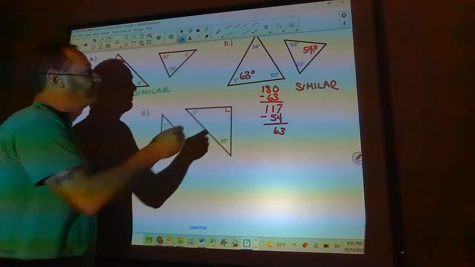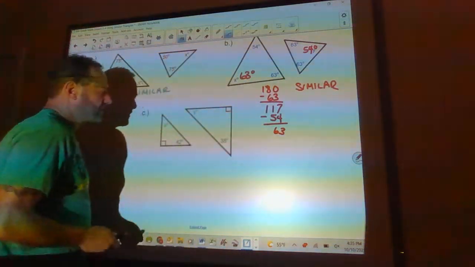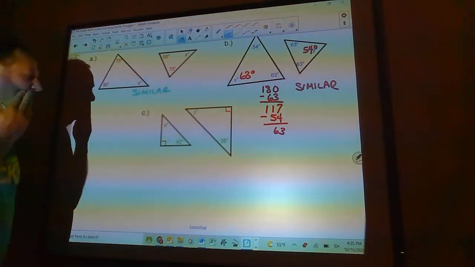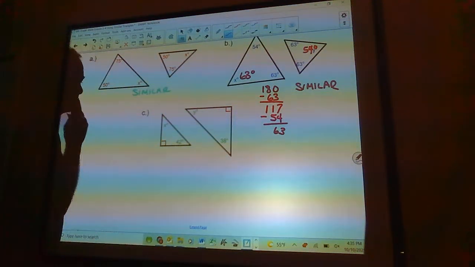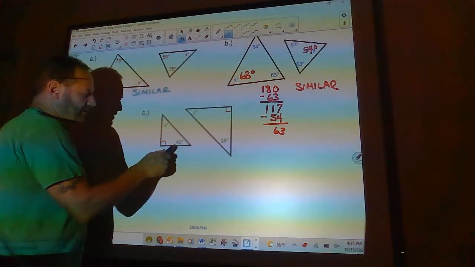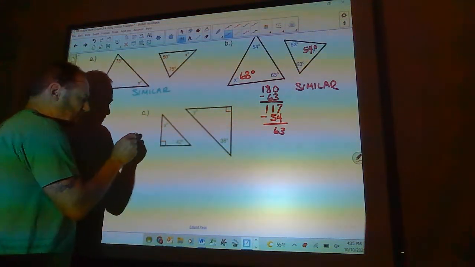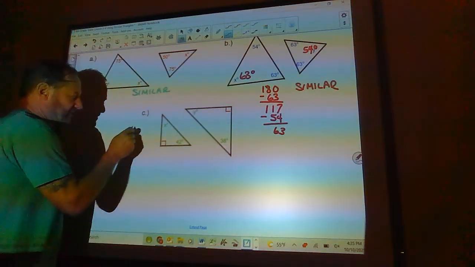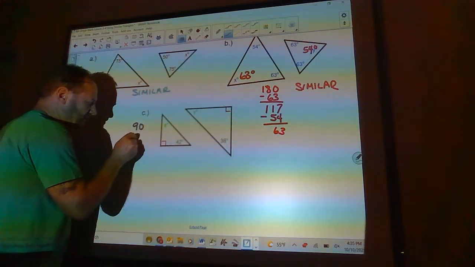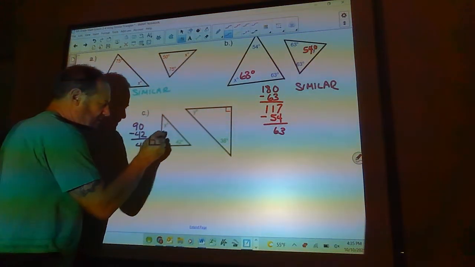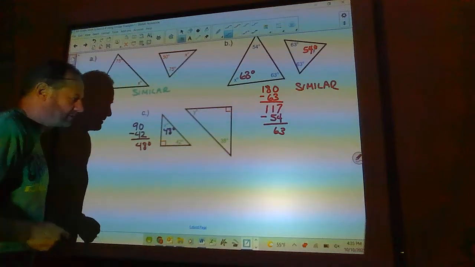All right, let's check this one. A lot of people look at this and they go, oh, there's only two angles here. What do we do? Well, you've got a 90-degree angle right here, okay? So this one's 42. That means this one's going to be 180 minus 90, which is 90, minus 42, which is 48 degrees. So this angle has to be 48.